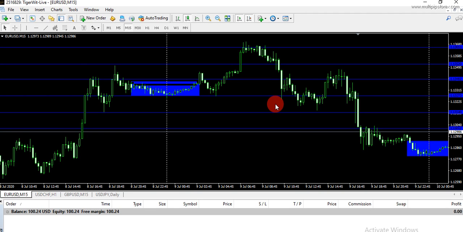So imagine you use 0.1, and then 10 pip is $10 or $8, depending on the broker you're using and the spread they have on that particular pair. So I usually use $10 calculation, so $10 on that. We will have done $20 today.